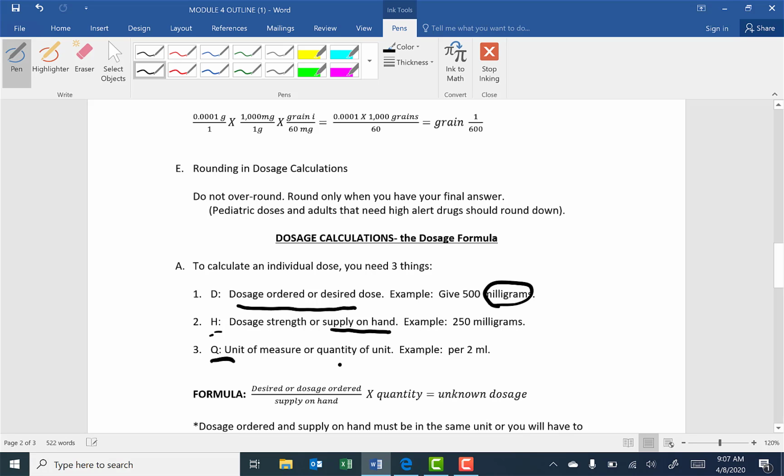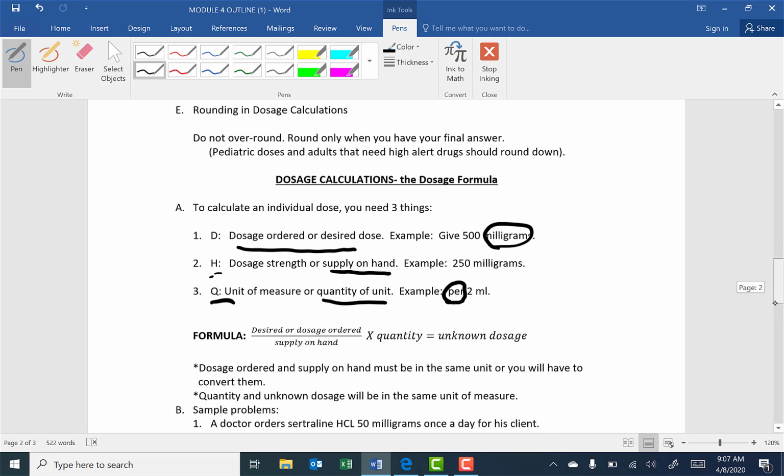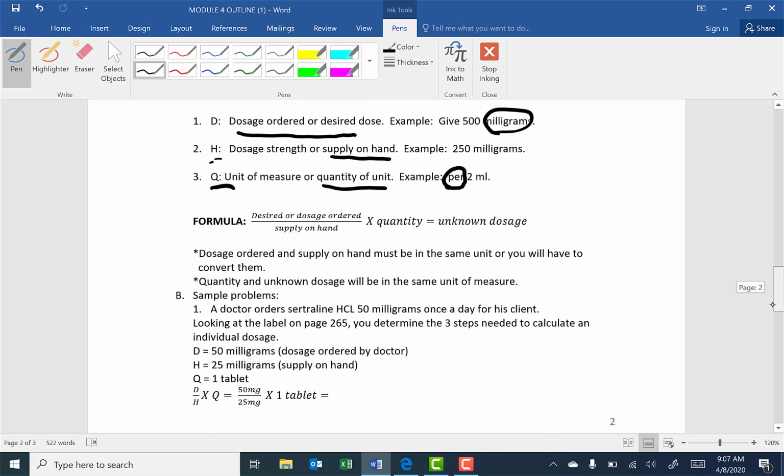Q is your unit of measure or quantity. It follows the word per. Sometimes there isn't the word per, as we'll see in these examples. The formula is: take your desired dosage, or the one that the doctor ordered, divide it by what you have on hand, and multiply it by the quantity. Note that the dosage ordered and the supply on hand must be in the same unit, or you'll have to convert them. And I showed a problem here.